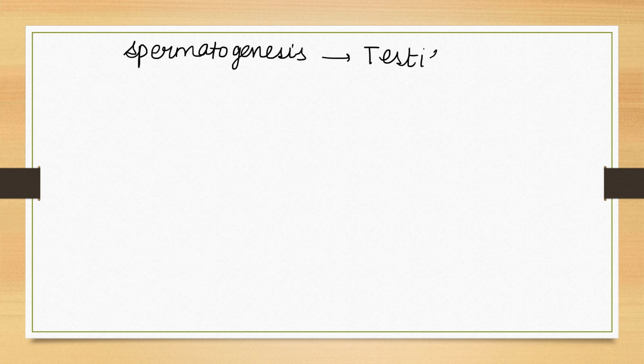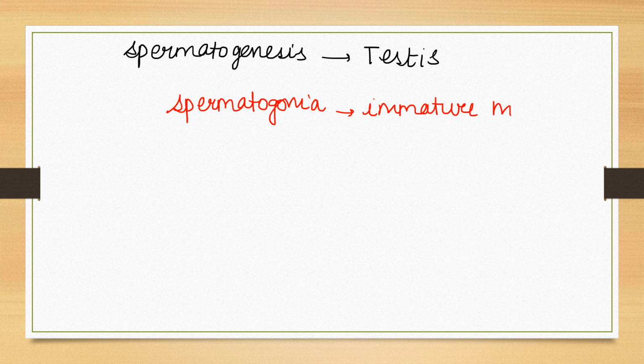So spermatogenesis. Where does this spermatogenesis occur? It occurs inside the primary male sex organ, which is the testis. Now for this, firstly we need to know what exactly spermatogonia are. Spermatogonia are the immature male germ cells.